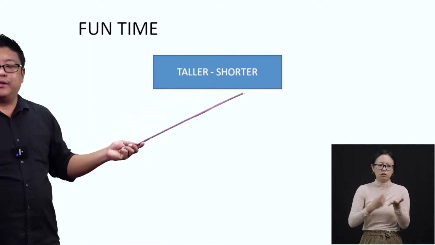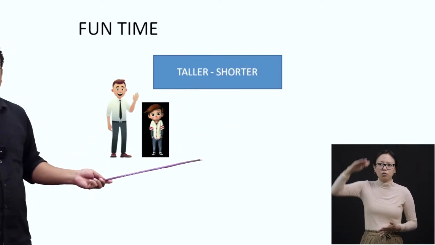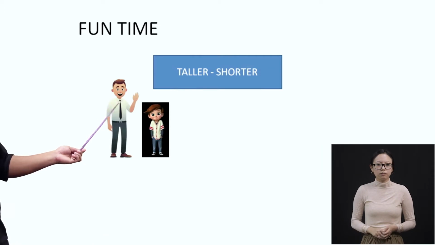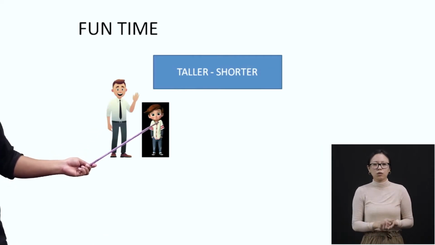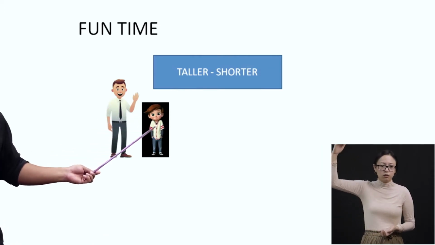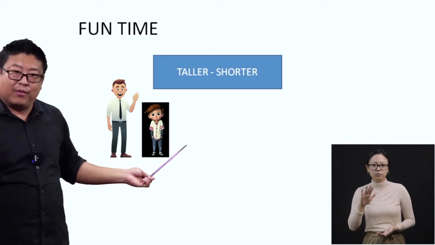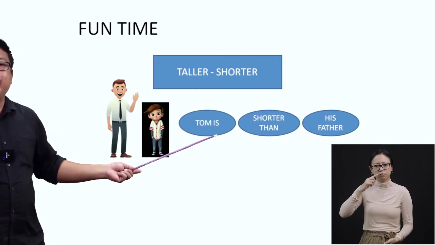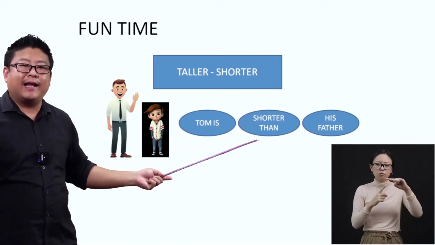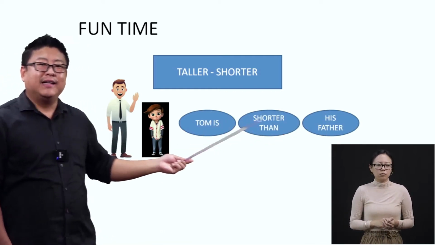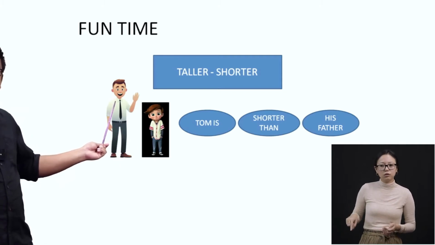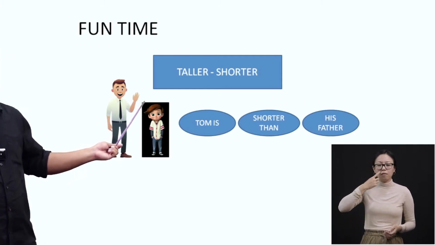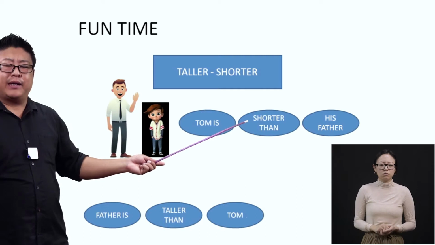Taller, shorter. Now, we have a father and a son. Let's name the son Tom. So we can say that Tom is shorter than his father, isn't it? Tom is shorter than his father, right? So let's look at the next one.